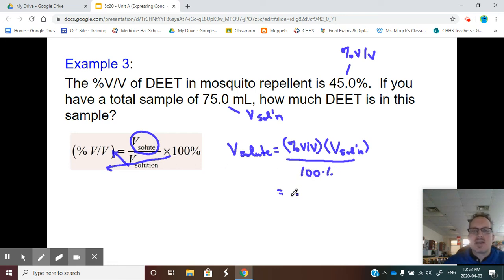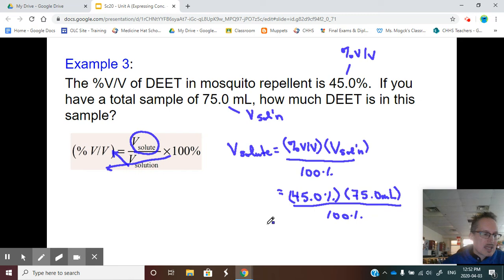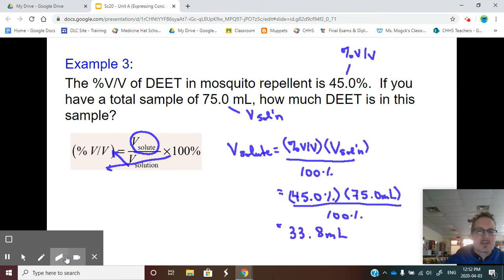So let's sub our numbers in. We have 45.0% on top times by 75 milliliters divided by 100%. And so when we type this in our calculator, you should get the answer of 33.8 milliliters. If you do not get this answer, please go back and try typing it in again. I'm going to clear this screen.